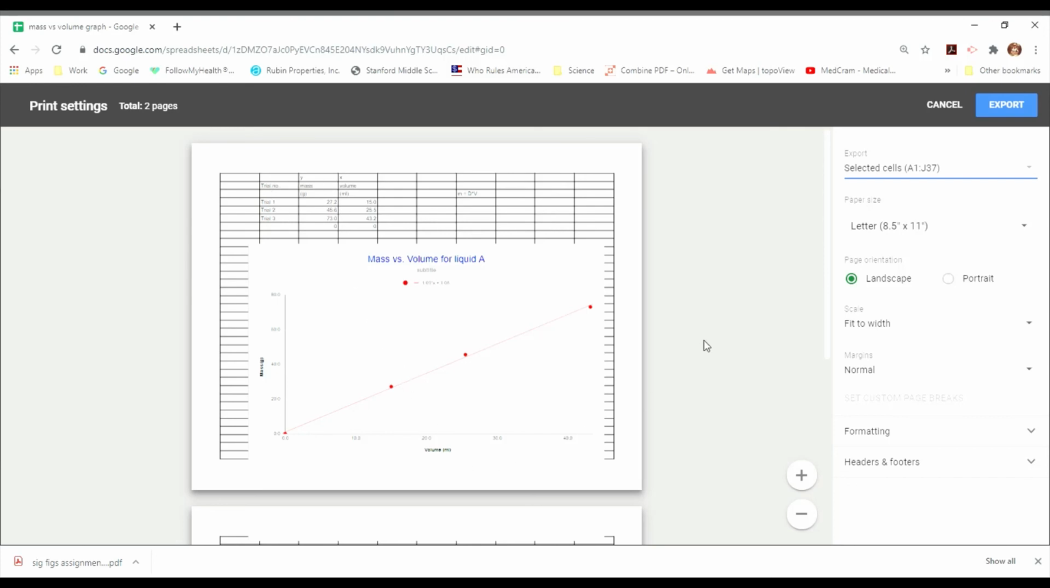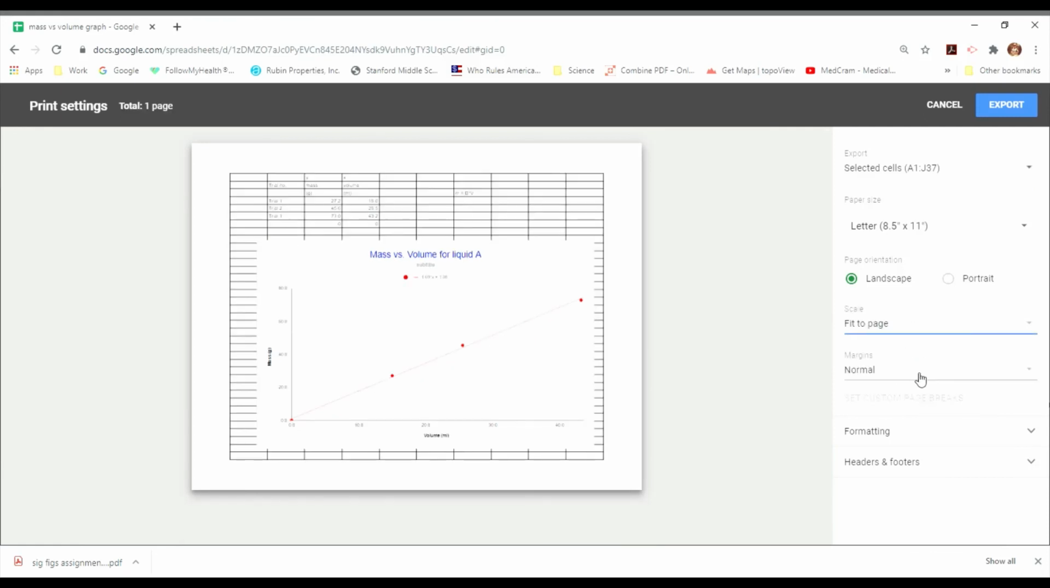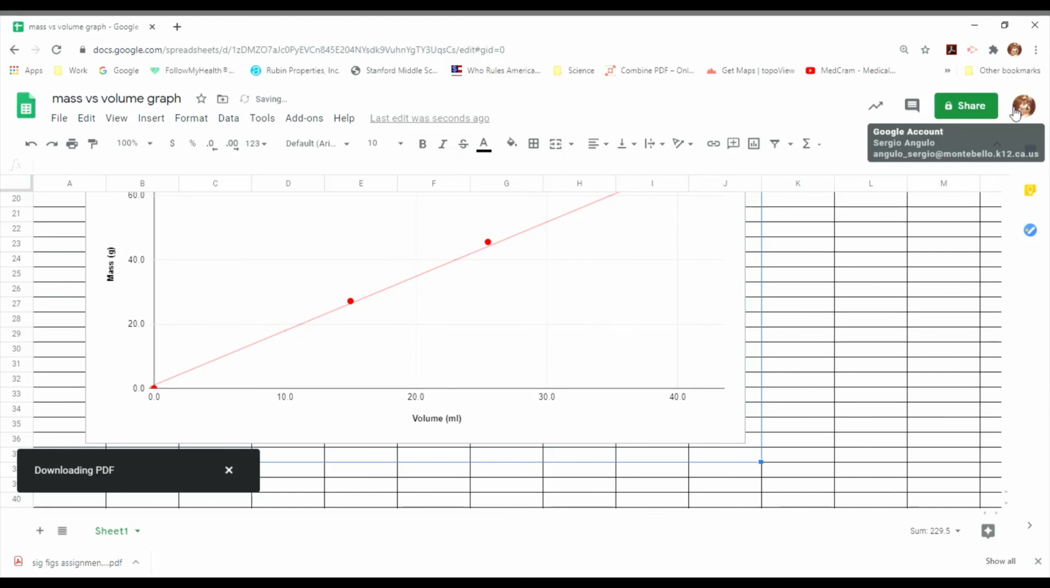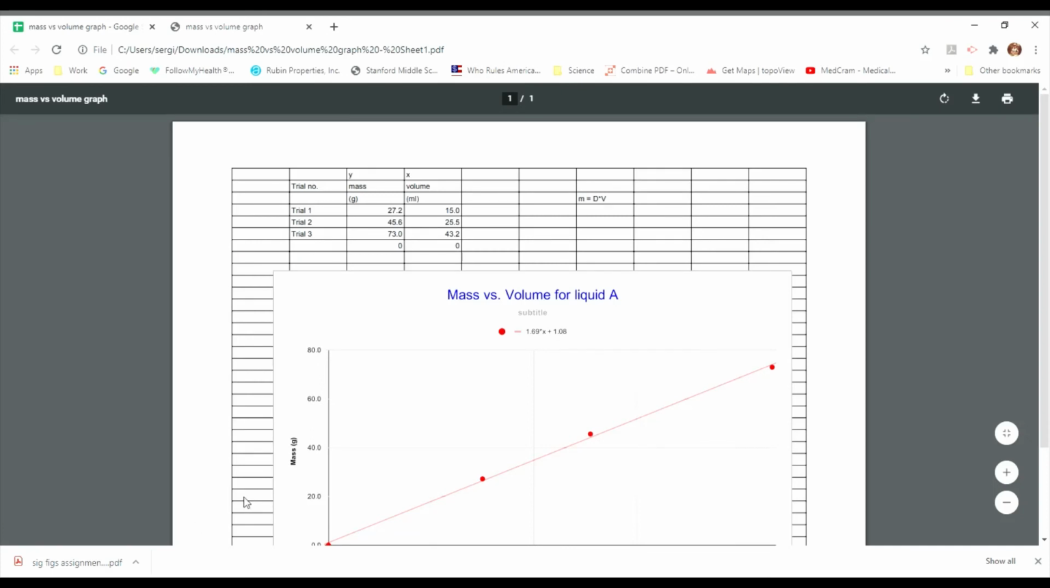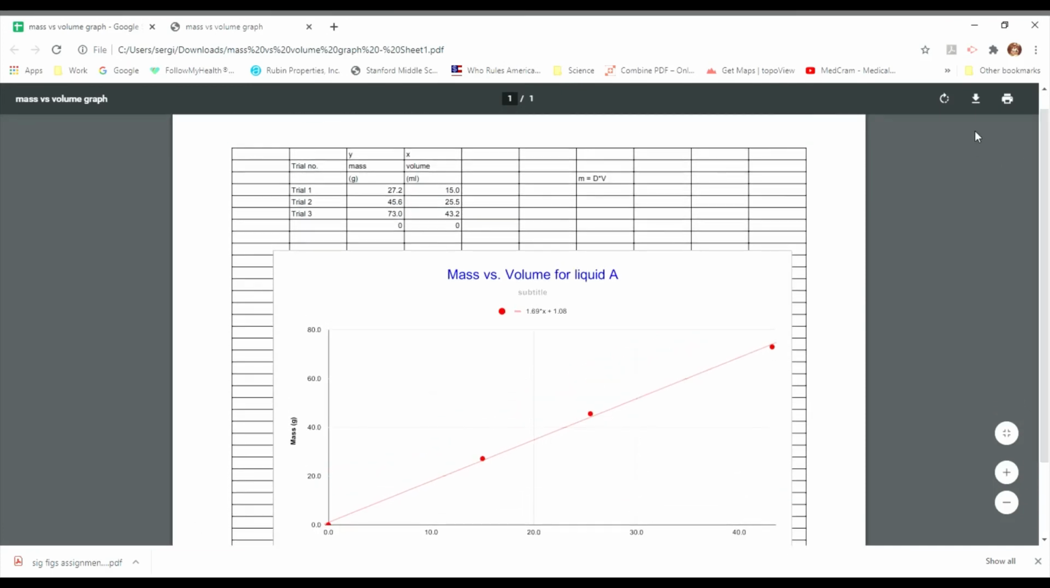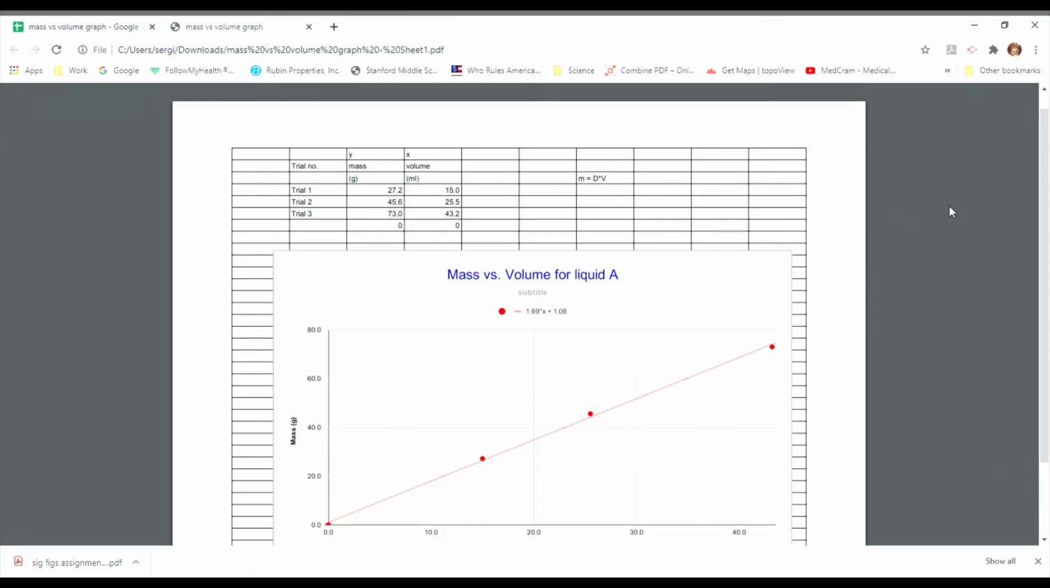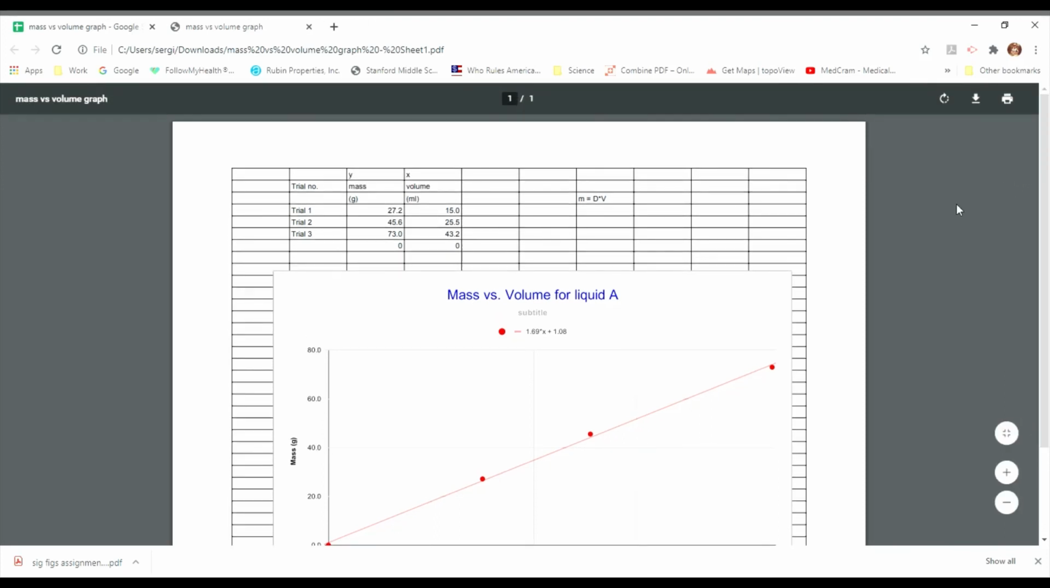data and the graph. This one's fit to width, and you can make it fit to page, so it fits in one page. Okay. And then, once you do that, you export it. When you export it, it gives you a PDF of your graph. I open that up, and here's a PDF that I can name, download, and then submit. You'll have one for liquid A and one for liquid B, and you can either combine the two, because there are web pages online that allow you to combine PDFs, or you can, I guess, submit them individually.